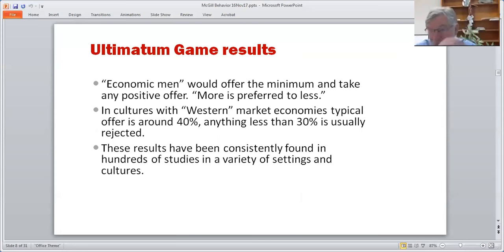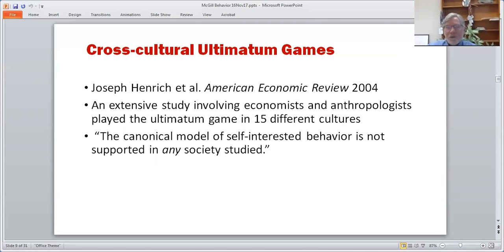And the reason for that is because we all have a sense of fairness. I mean, the person getting the offer knows that I've gotten $100, I was asked to share it, and I gave the most stingy offer possible. So they punish me by rejecting it as violating social norms, and neither one of us gets anything. These results have been found in hundreds of studies in a variety of settings and cultures.